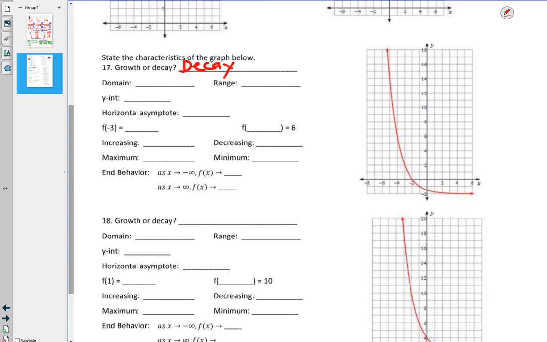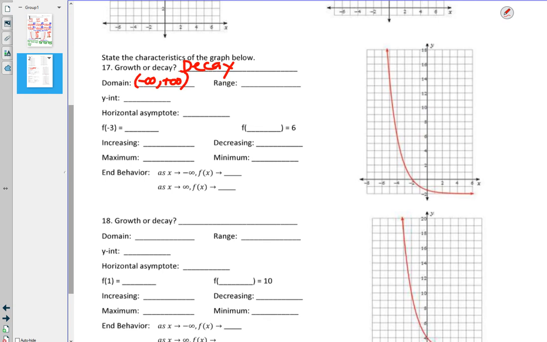What's the domain going to be? Yeah, it's always going to be all real numbers. For every exponential function, it's all real numbers. If you write all real numbers, I'm fine with it. If you put interval notation, negative infinity to positive infinity, that's fine as well.